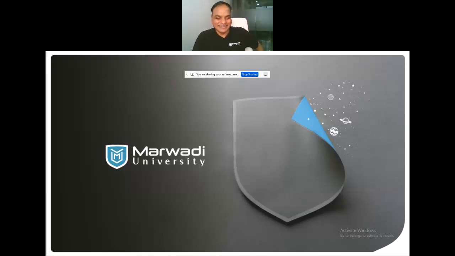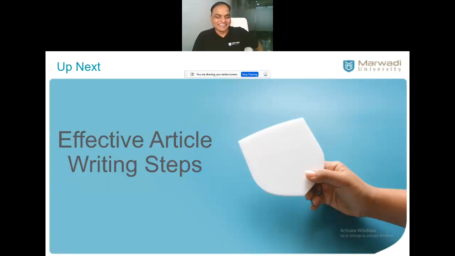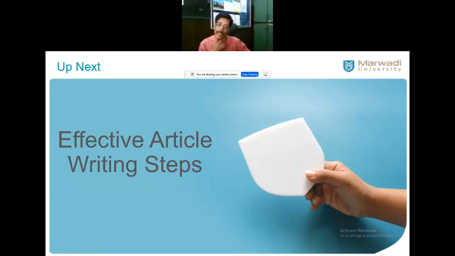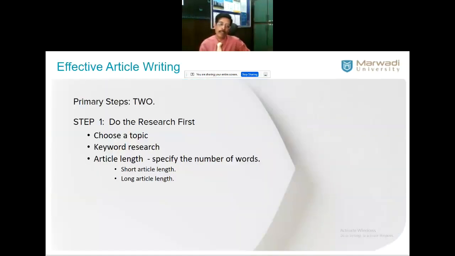Correct? Yes. So, effective article writing steps, from the experience and from the interaction which I had with learned people. There are two primary steps. In the first step, you do the research first. Don't try to document. Documentation you keep as proof of evidence, but don't do it parallelly. Unless you complete the work, you cannot take up the narrative work parallelly.